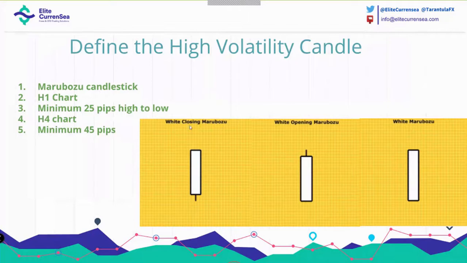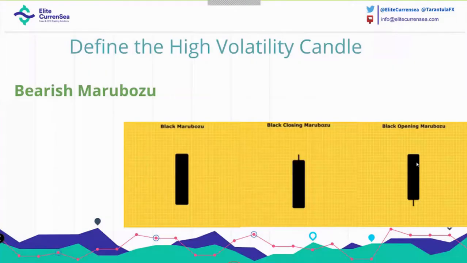So this is white closing Marubozu. It has a small shadow to the downside. There is a white opening Marubozu. It has a small wick to the upside, and it has a white Marubozu candle completely without any shadow. When you spot this, it can also be bearish, guys. Then we trade it. So these are bullish high volatility candles. These are bearish high volatility candles.